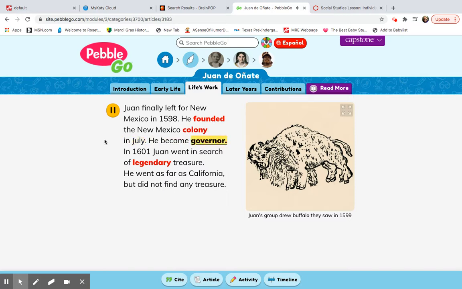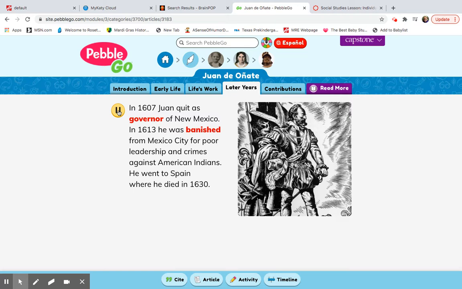He became governor. In 1601, Juan went in search of legendary treasure. He went as far as California, but did not find any treasure. Okay, and this is a drawing that Juan's group drew of a buffalo they saw in 1599. In 1607, Juan quit as governor of New Mexico. In 1613, he was banished from Mexico City for poor leadership and crimes against American Indians. He went to Spain, where he died in 1630.